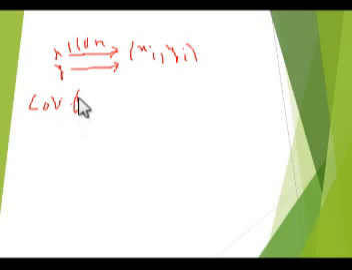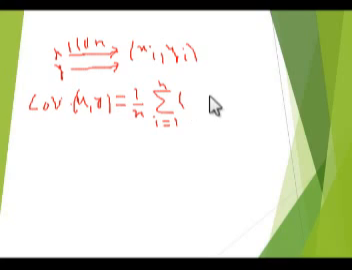Covariance of x y is equal to, since we have taken n number of values of x y, 1 by n summation of i from 1 to n with a difference of 1, of xi minus the mean of the variable x, times yi minus the mean of the variable y. So this is the expression.